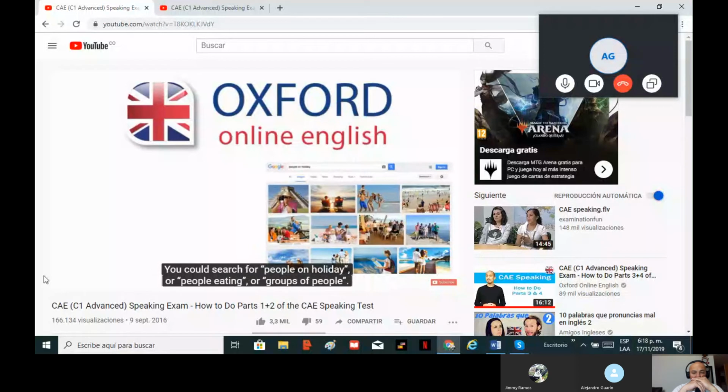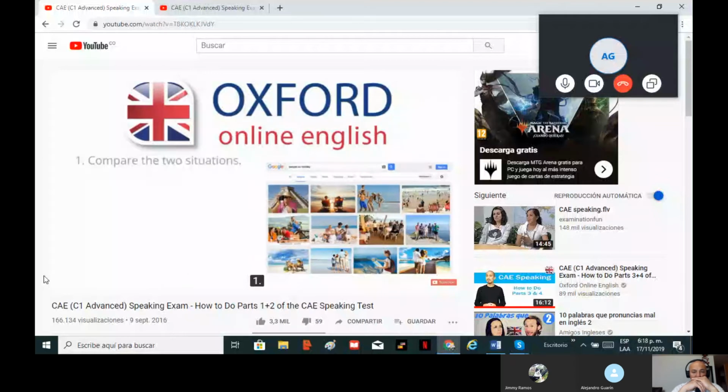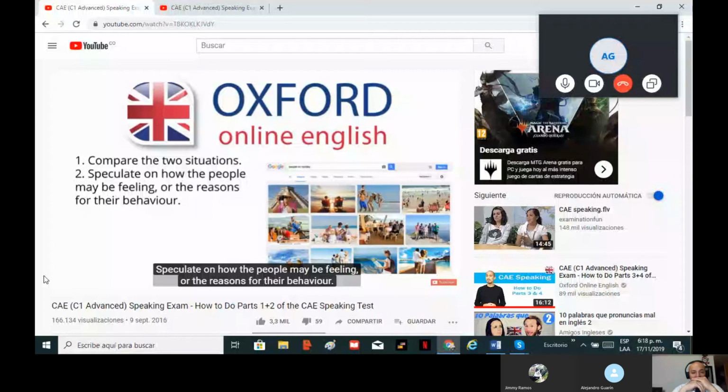Then imagine a question, remembering that the typical question format contains 2 parts. 1, compare the 2 situations, and 2, speculate on how the people may be feeling or the reasons for their behaviour. So we might get something like this. Compare how these people are enjoying their holidays and say how they might be feeling. Now I'm going to give you an example answer, and I want you to try and think of how I could improve this.